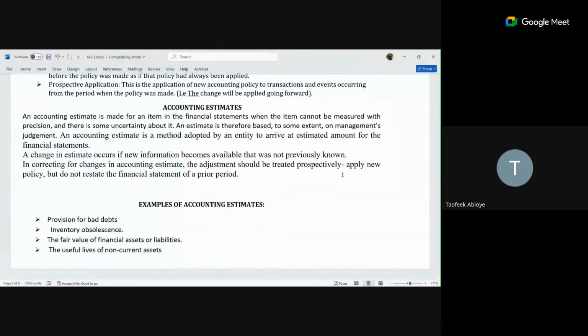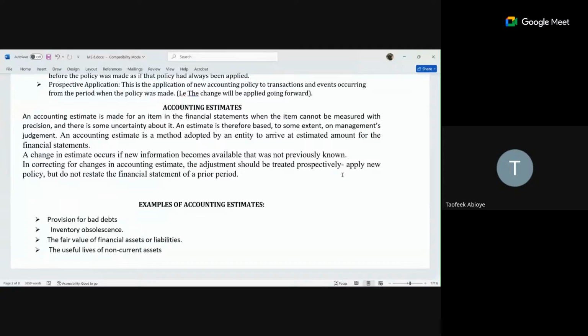Examples of estimates are provision for bad debt and inventory. There is no specific line in the standard that says, organization A, your provision for bad debt should be 1,000 naira. However, based on management decision, they have a clear view of what is the worth of our receivables. How old are those receivables? For what time have they been receivable? Since when have we made those sales? So what are the chances of us being able to recover all those receivables?